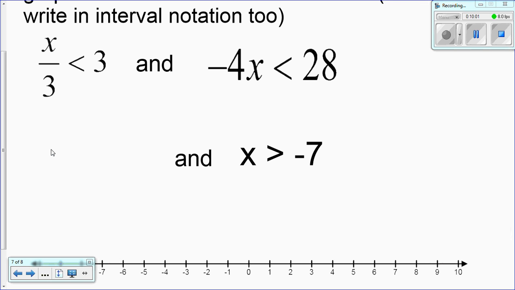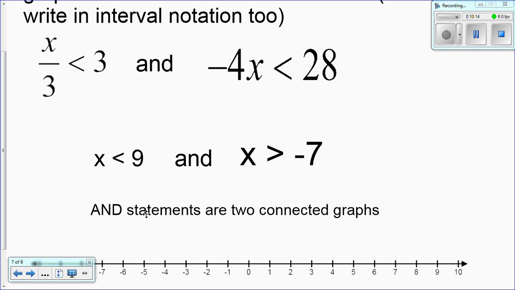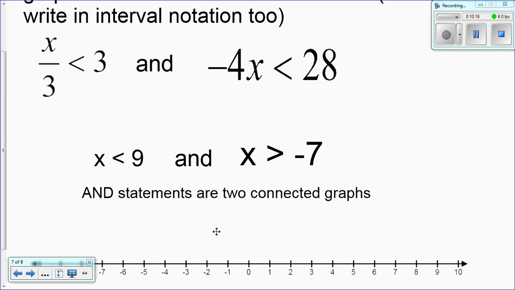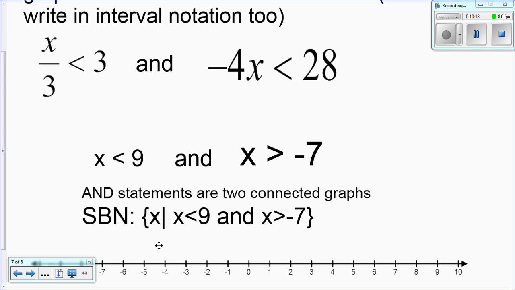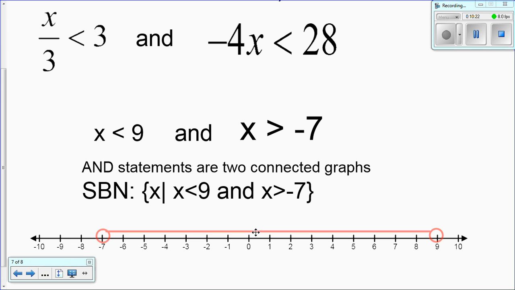Alright, this one would have been x is less than 9. I don't know why I didn't do that from the beginning, but anyway, x is less than 9. An AND statement means we have two connected graphs. Set builder notation would look like that, where you could have merged them together if you wanted to. But our lines would look like this. This would be our graph.